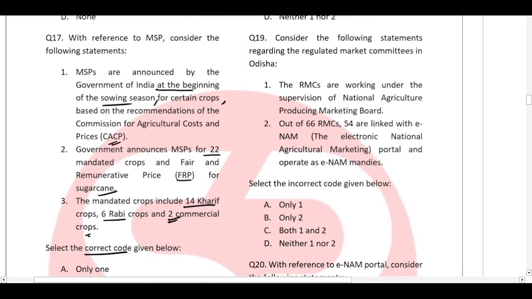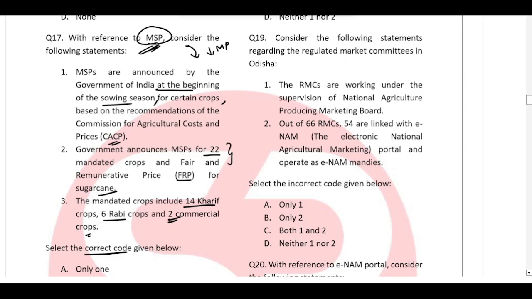In order to protect the farmers when the market prices of certain goods go less than the market price, the government guarantees a minimum support price. When these mandated crops go less than the market price, the government will purchase these at the minimum price so that the farmers won't incur any loss. So those crops are called the crops which are covered under minimum support price.